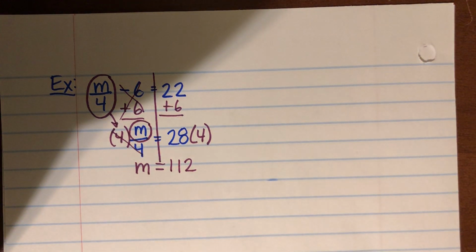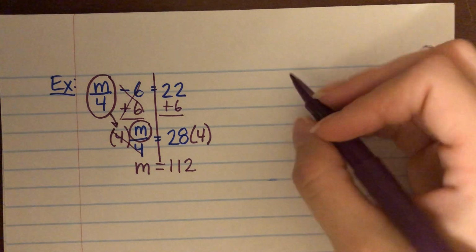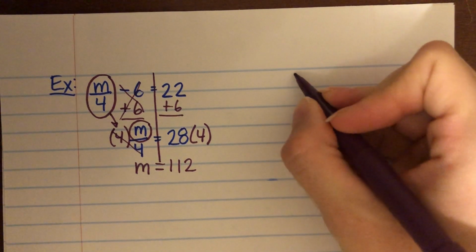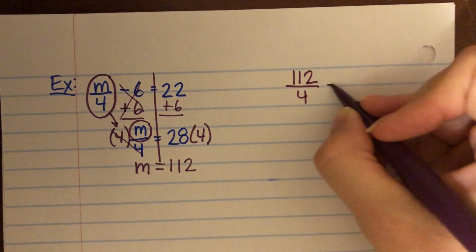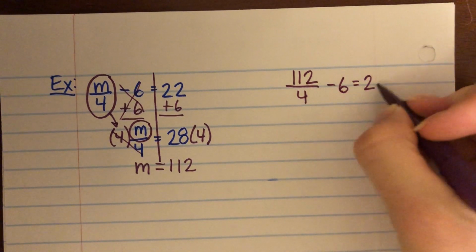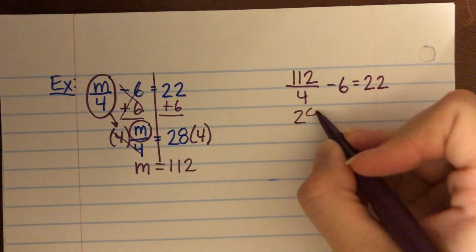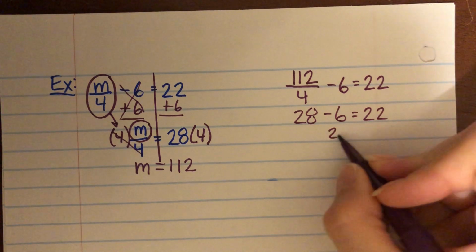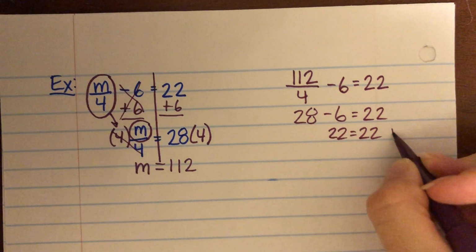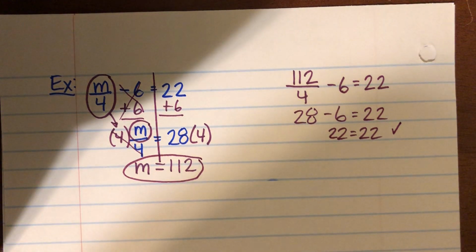Now we're going to go back. We're going to plug it back in and make sure we're good. So this is 112 divided by 4 minus 6 is equal to 22. When we divide here, this is 28 minus 6 is equal to 22. 22 is equal to 22, so we're good. That is the correct solution.